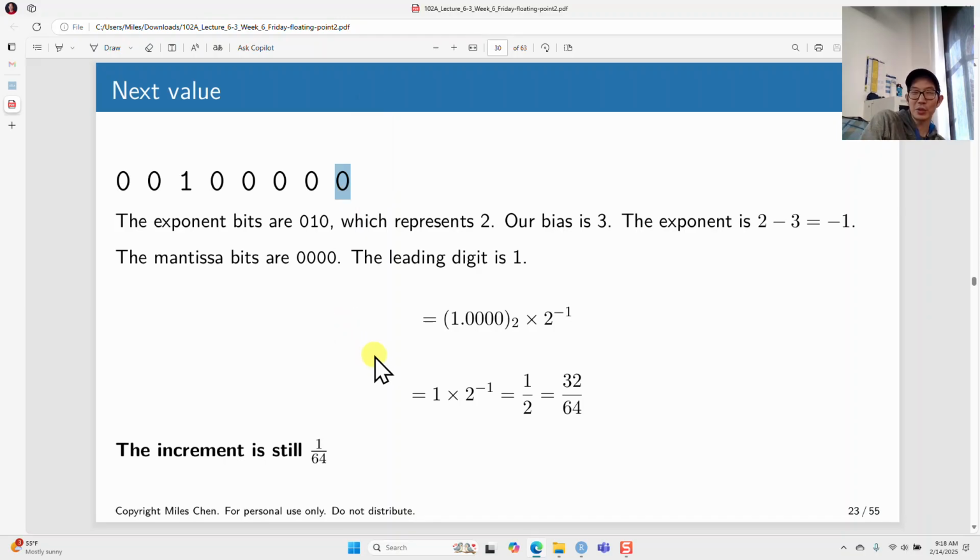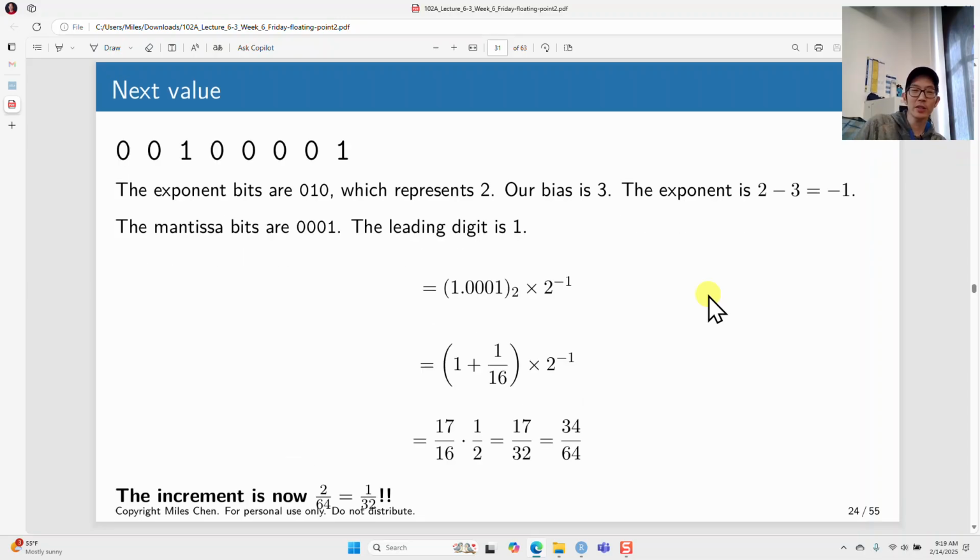Okay, so we might feel like, well, we've been counting up by 64ths, so maybe the next number will be 33/64ths, but it's not. The next number is actually going to be 34/64ths, or 17/32. And it's like, what? Why are we jumping up by 30 seconds? Okay, let's see what happens.